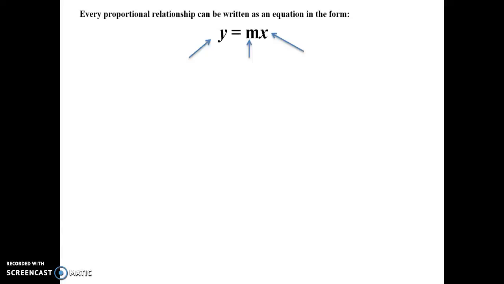In this video we're working on ratios and proportions number 13, proportional equations. Every proportional relationship can be written as an equation in the form y equals mx. y is our dependent variable. m is our constant of proportionality.